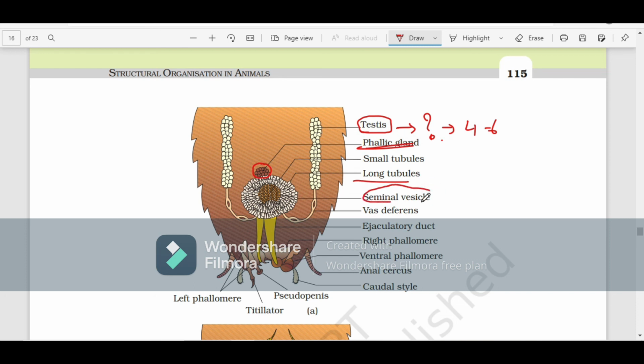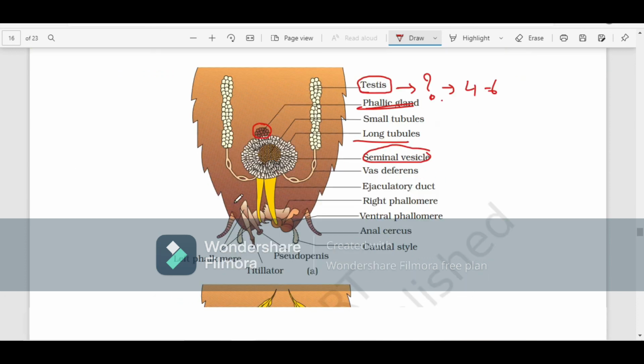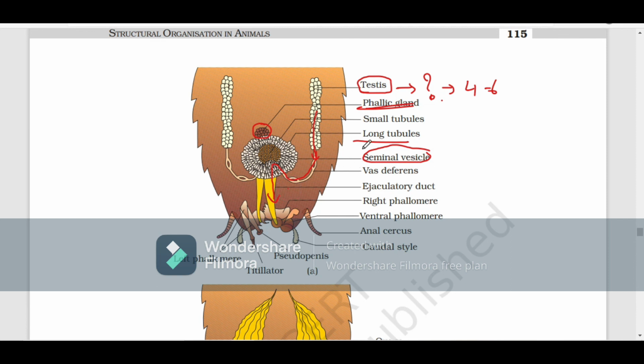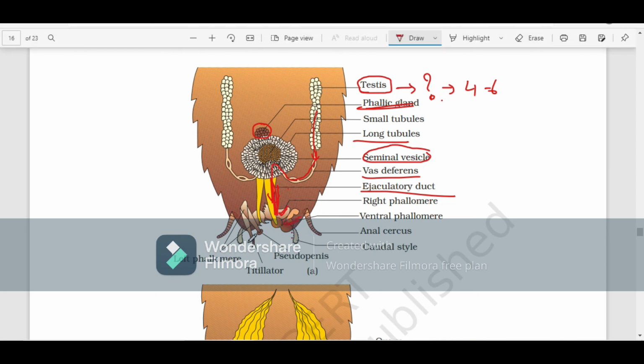Seminal vesicle. What is the role of the seminal vesicle? It was to store the sperms, right? So the sperms will travel in this path into the vas deferens, then into the seminal vesicle, then to the ejaculatory duct. So you can understand it this way. Vas deferens, ejaculatory duct is right here. Okay. Next, this is the right phallomere. Then you'll have the ventral phallomere. Okay, and there'll be the left phallomere, right and left phallomere, and then there's a ventral phallomere. The anal cerci, caudal style, pseudopenis, and there's the titillator, left phallomere.